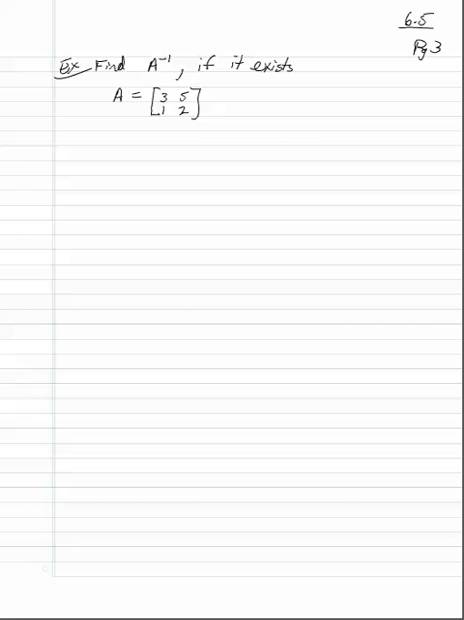First, you want A, I, so you're going to write 3, 5, 1, 2, and then the identity matrix of the same order, so 2 by 2. Our focus is on the left side. We want to transform it into I, and then the right side would be A inverse. We'll do row operations using the Gauss-Jordan method.